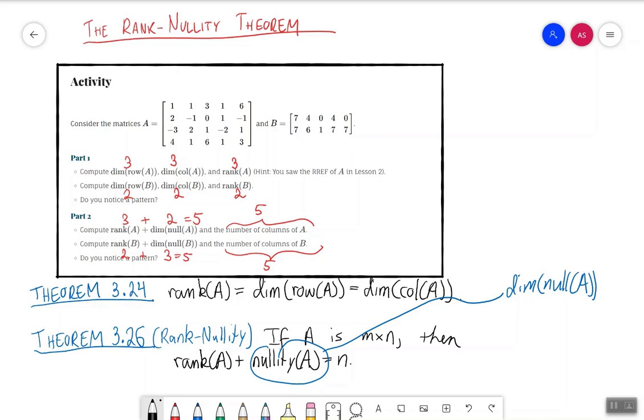Why do I say that this theorem is so important? Well, it's because when we're computing these numbers, we only need to compute one of them, and then we immediately get the other.